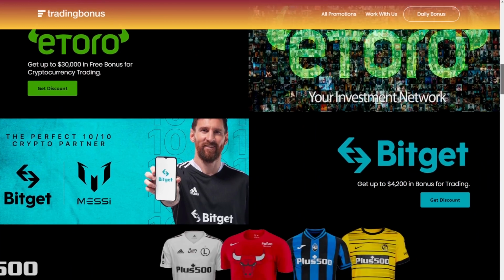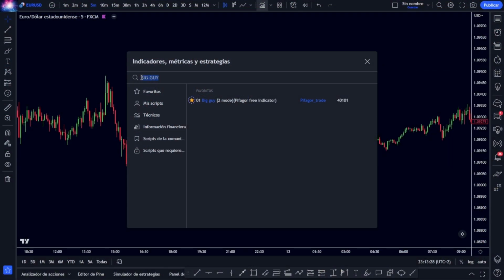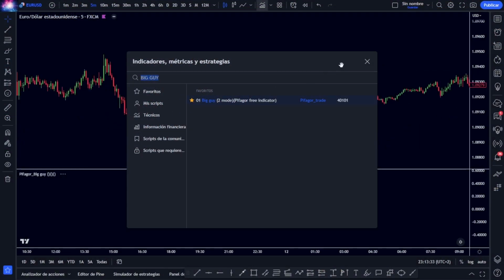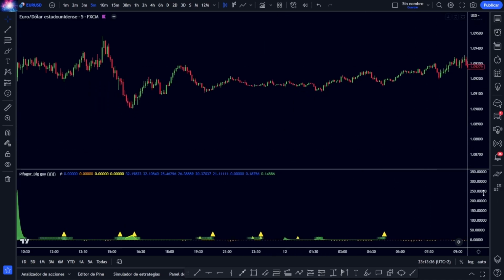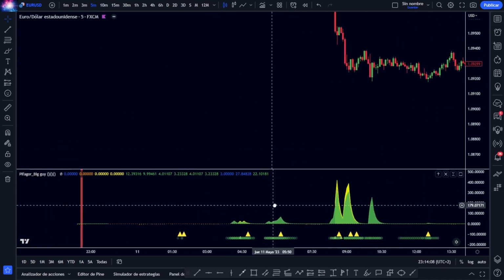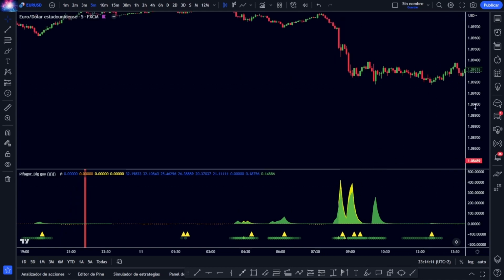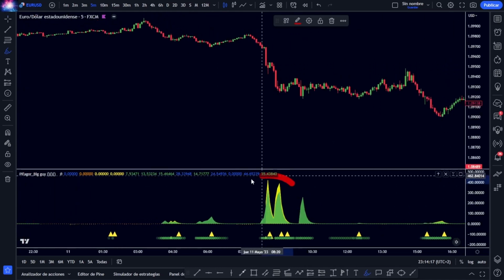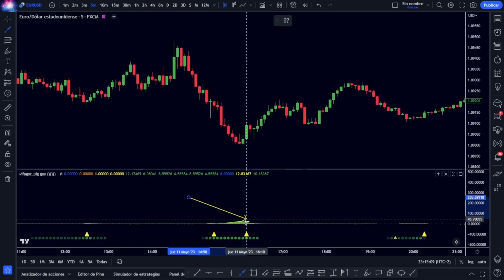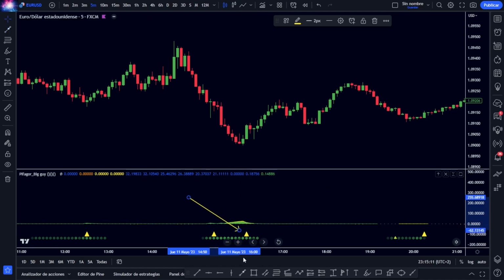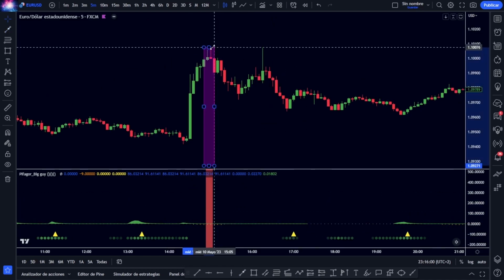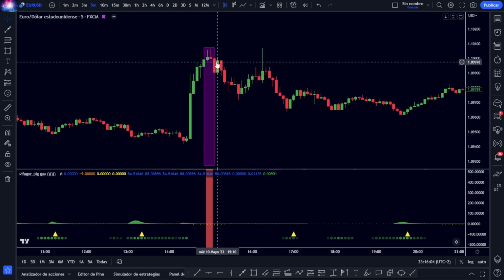The indicator itself is called Big Guy, and when you activate it you get something like this. As you can see, it is able to provide us with a lot of information, both of possible reversals of the trend, as just happens in these areas, arrows and upward pressure volume, and also red bars that indicate even the reversal zones, in this case downward.